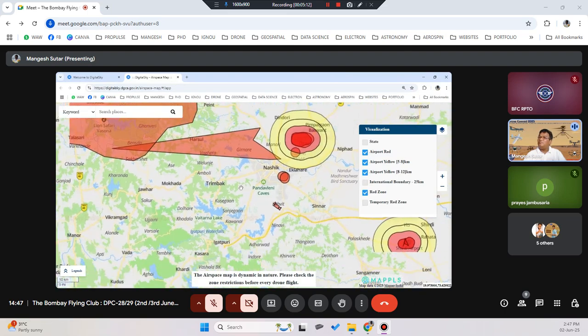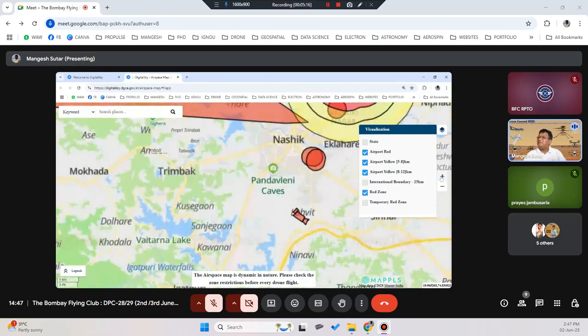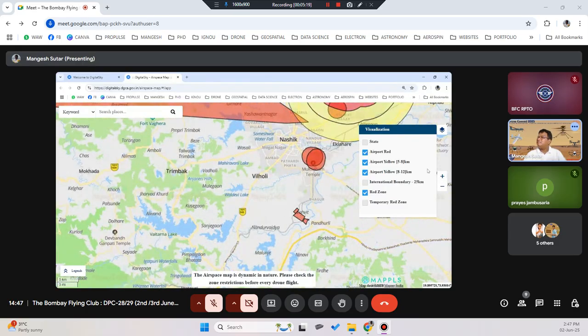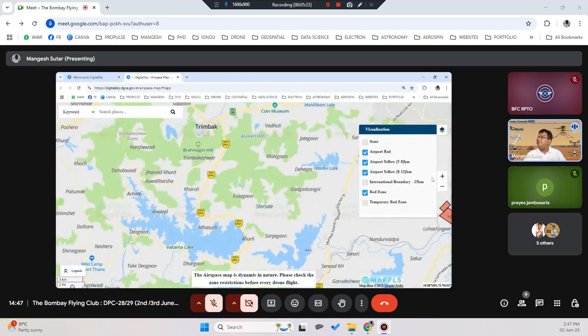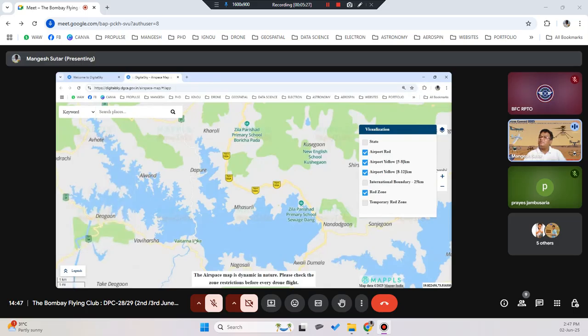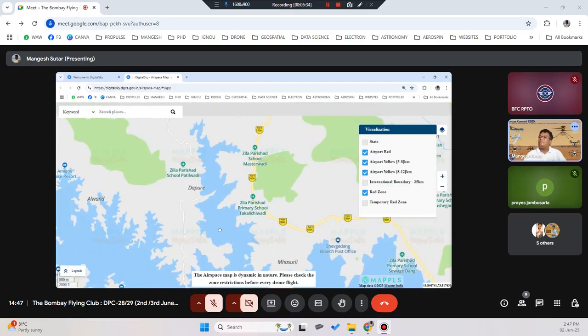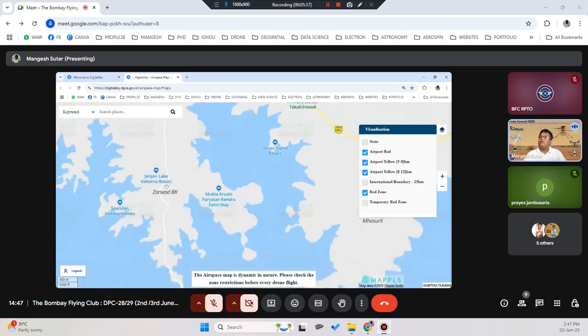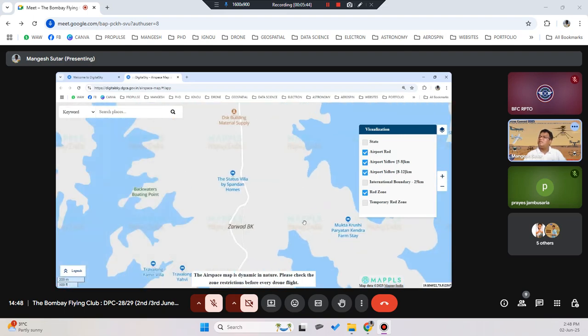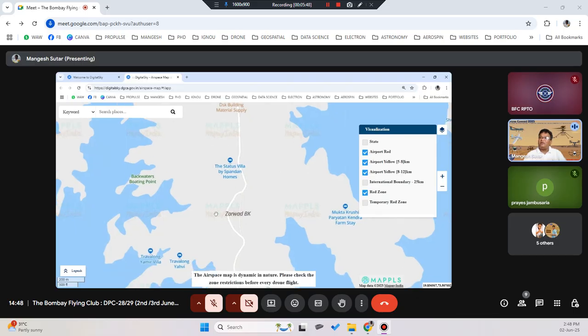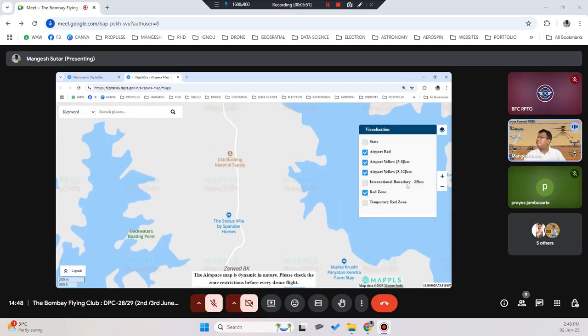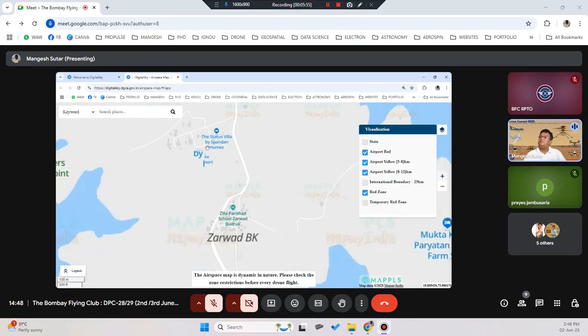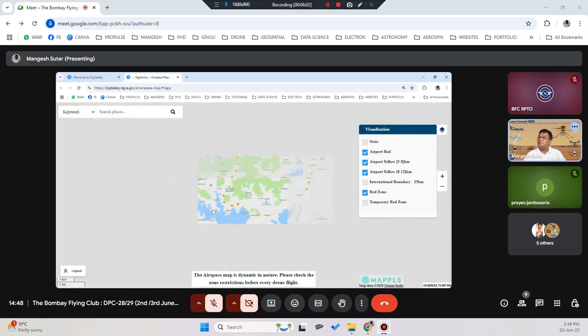This is some important zone, and our flying base is here. You see this lake, Vaitarna Lake. You can see your village. Okay, this road you can see here, the blue and white line. Okay, so this is the resort we are going to come to, and flyover roads. Okay, so the nearest village is Zarwad, Zarwad BK. Okay, so this is the location where we are going to fly. A very beautiful location, surrounded by waters and all.